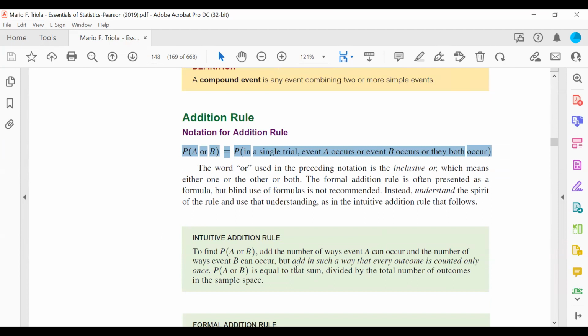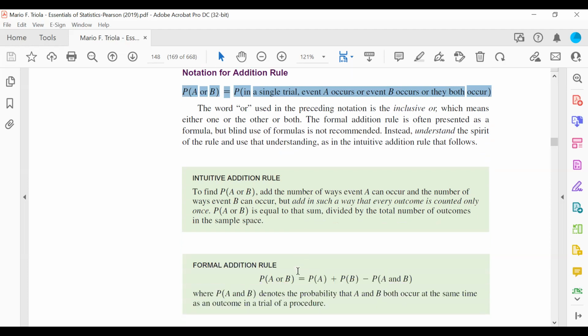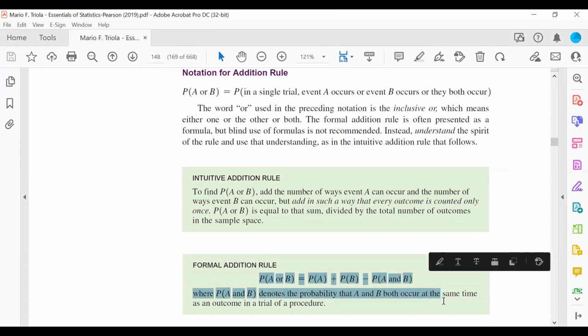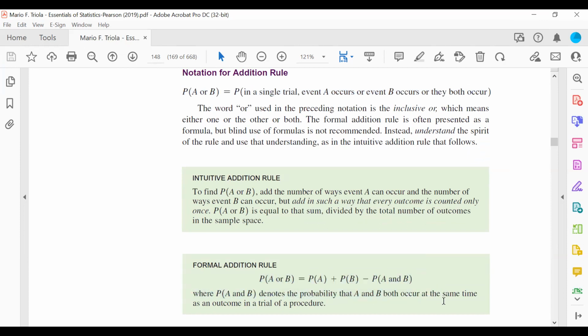So the first probability formula goes: the probability of A or B is equal to the probability of A plus the probability of B minus the probability of A and B. Right, so this formula that you see here will be used for events that overlap.